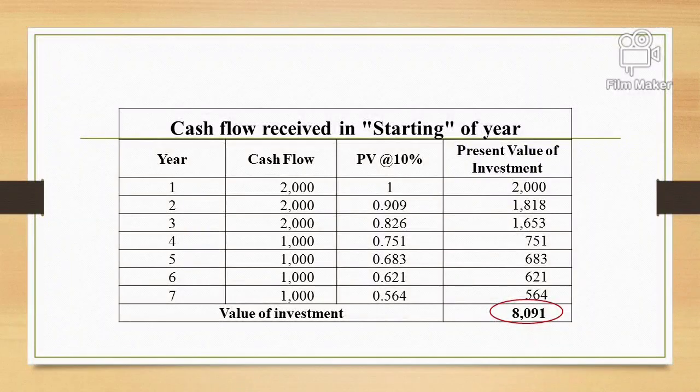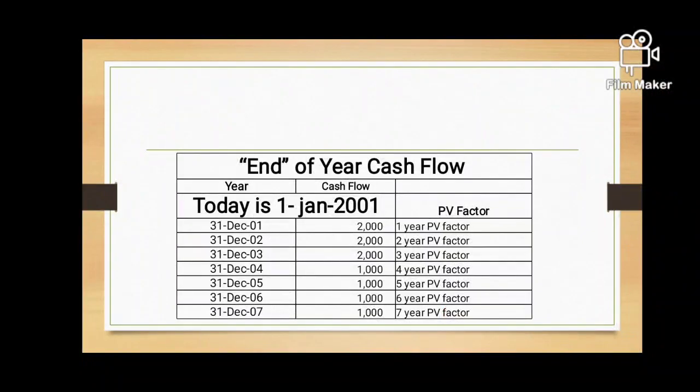And by multiplying cash flow with respective present value factor, we come to know that if we invest 8091 today, then we will be receiving this cash flow from the company for the next 7 years, that is first 3 years 2000 rupees and next 4 years 1000 rupees. So actually we can pay 8091 rupees today to purchase the investment and to get the desired cash flow.